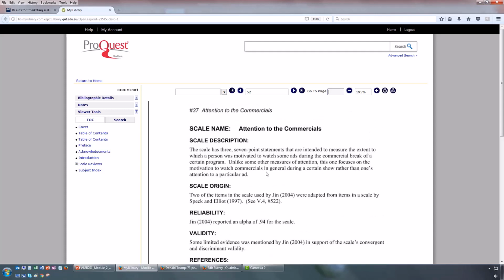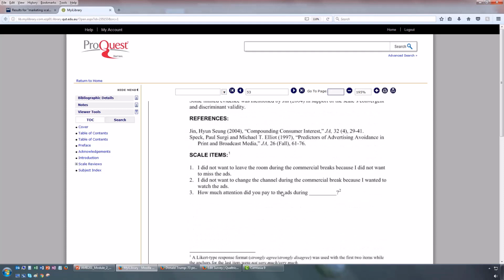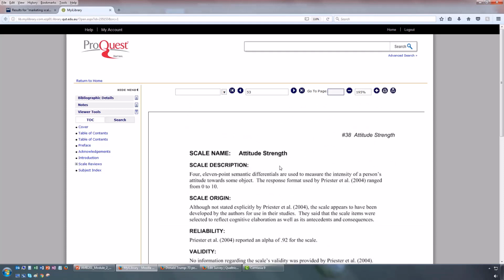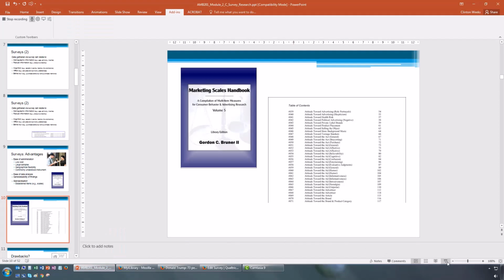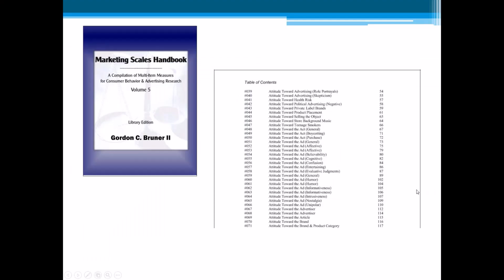If you go up here, it may say something like, these questions, there were 3 questions and they were asked on 7-point scales. So it gives you a lot of detail about that. And you can see that with a whole range of questions. So here, attitudinal strength, and you've got the questions that were asked for that. So check out those scale handbooks if you ever want to have a look at that. They're very informative when you're putting a survey together.